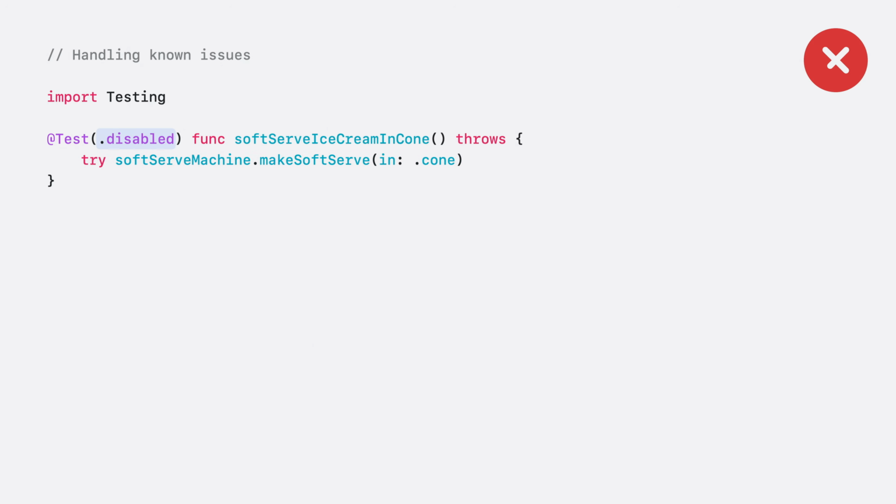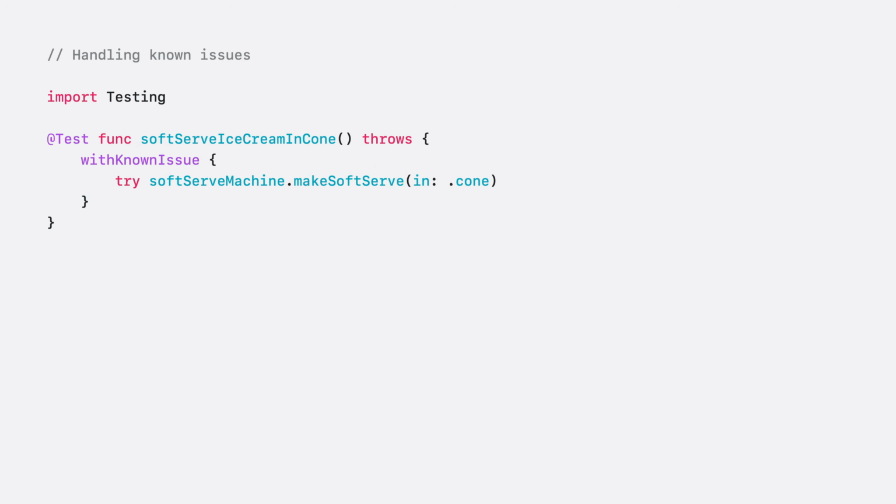While you're waiting for them to arrive, your first intuition may be to use the disabled trait on this test. However, with known issue is a better option in this case. The test will continue to run and you'll be notified of compilation errors.